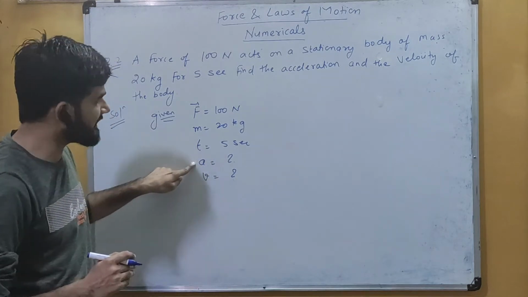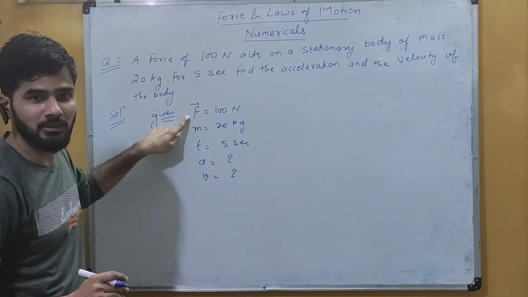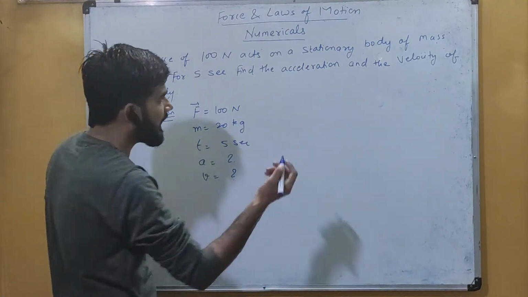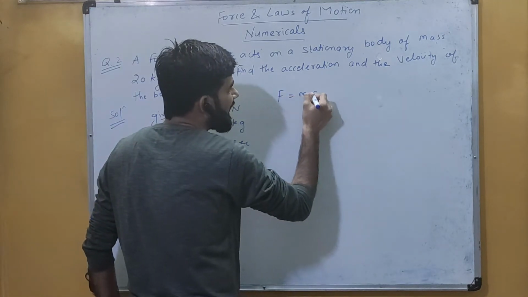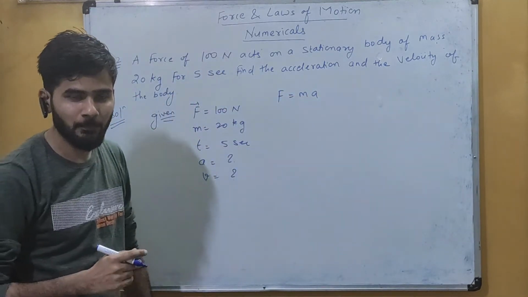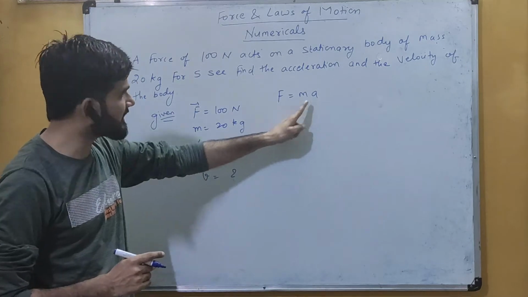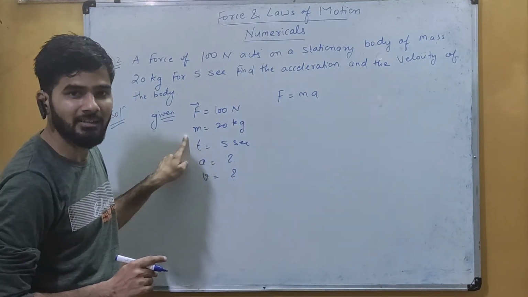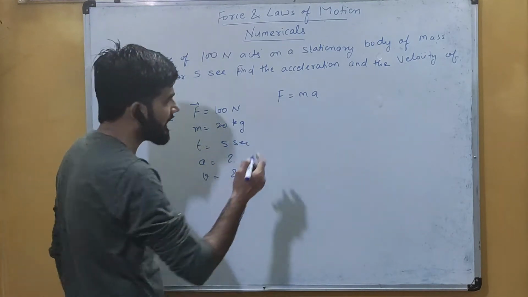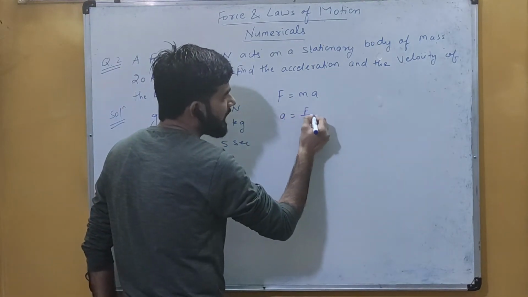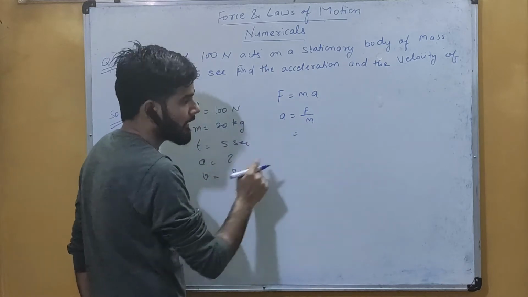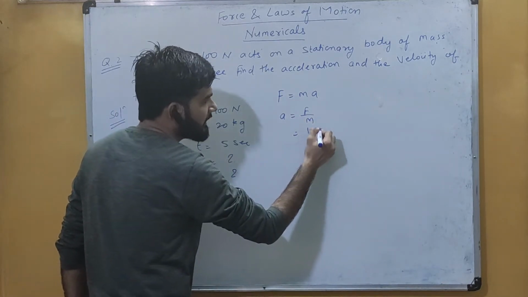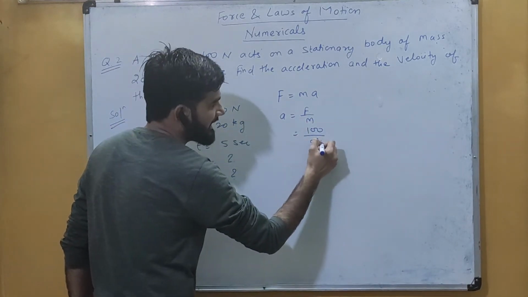Now acceleration. If we have force, then can you find the acceleration? We have the formula F is equal to mass into acceleration. Now here we have to find the acceleration. Do we have force? Yes, we have force. Do we have mass? Yes, we have mass. So we can easily find the value of acceleration a. So I can write a is equal to F by m. Force is equal to 100 and mass is equal to 20 kg.